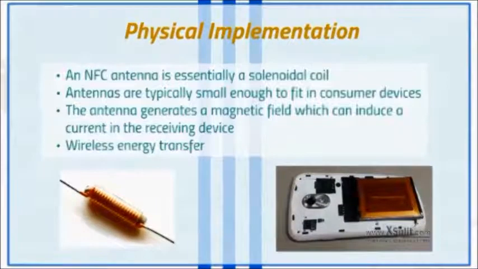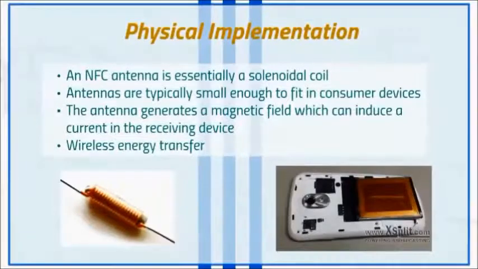An NFC antenna is essentially a solenoidal coil. In the lower left is a generic coil, while on the right is a flat coil, shown on a smartphone. The coil must generate a magnetic field within the loop. The surface area of this antenna must fit on the device while maximizing its field. This is done by incorporating it into the battery or the battery cover. This field will wirelessly induce a current in any receiving device, which can then be read as data.